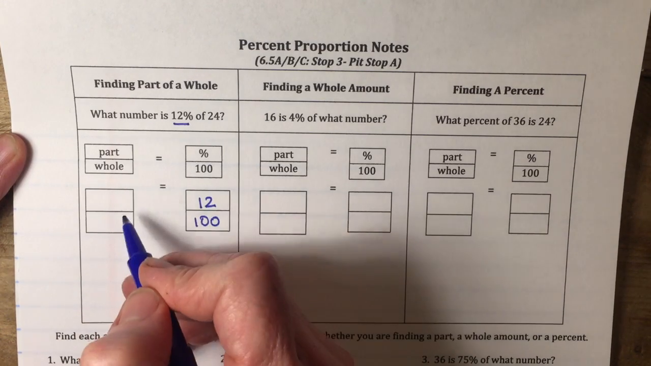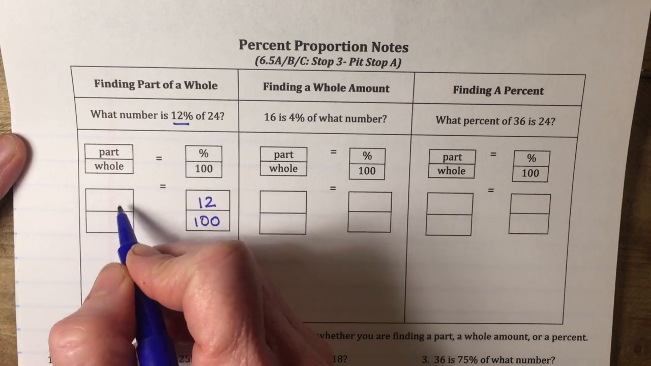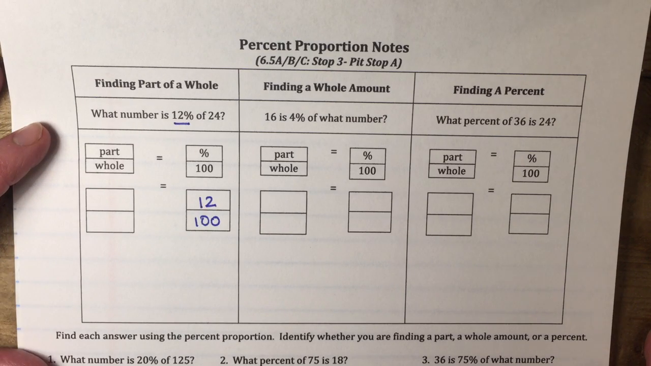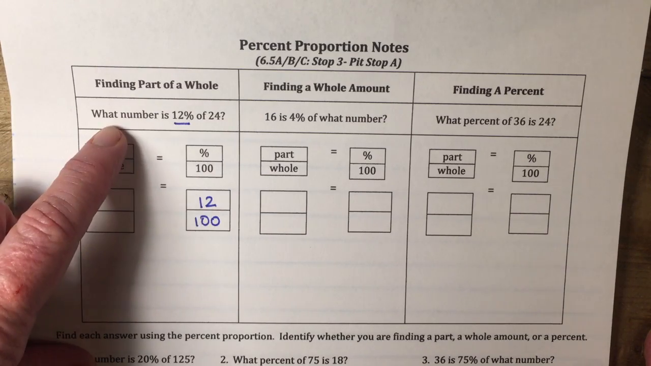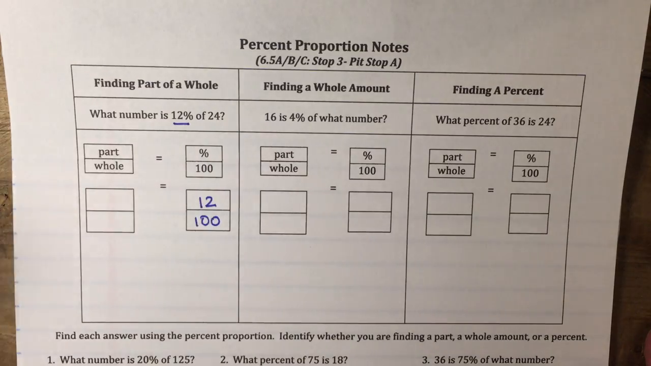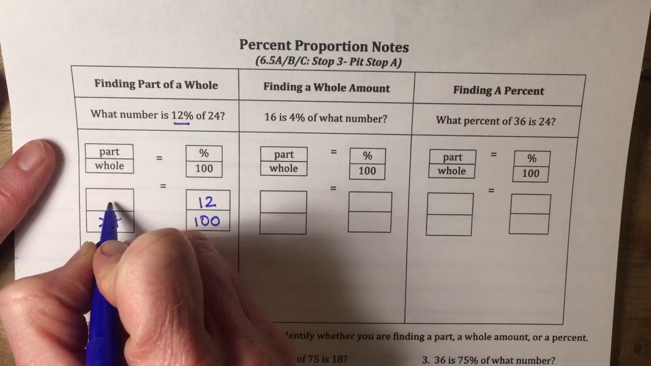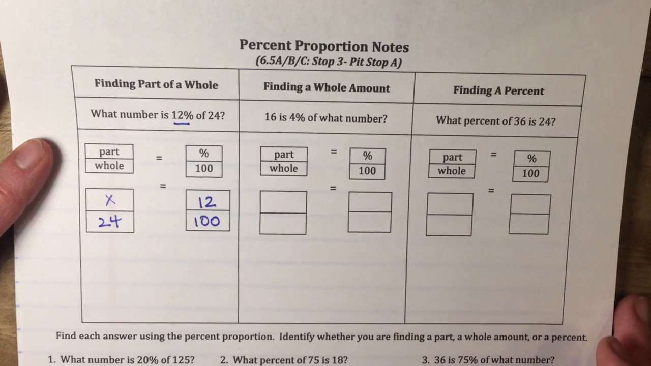And then the next thing I need to do is figure out, is the 24 the part or is it the whole? Because that determines whether it'll go on top or on bottom. This one says, what number is 12% of 24? Hopefully when you read that, you can tell that they're asking for a part of 24. So the 24 would be the whole amount. And then we're going to fill in the part with just our variable. I'm going to use x. And now I have a proportion that I can solve.